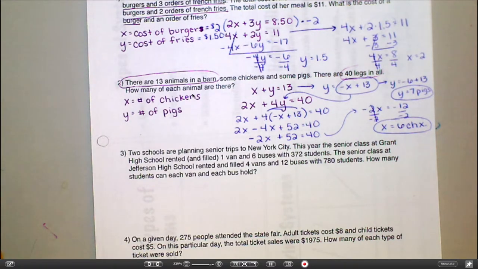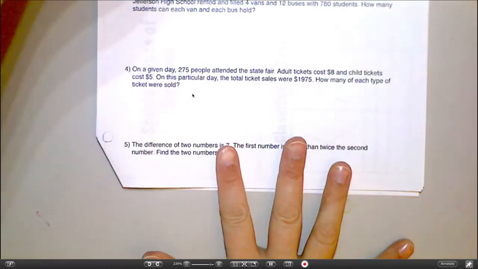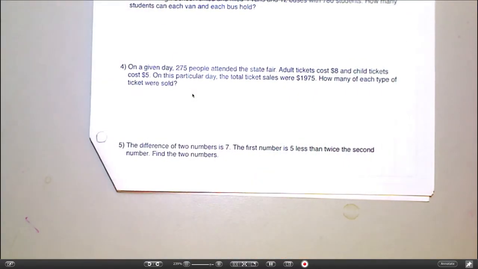Okay, I want to jump down to number 5. Let's take a look at number 5, because the one on your quiz is most similar to number 5. What is the quiz? Wednesday. Okay? I'll say that a few more times before the end of class.